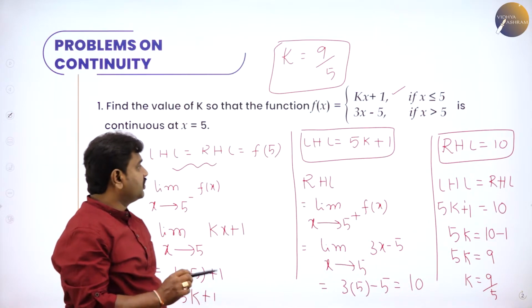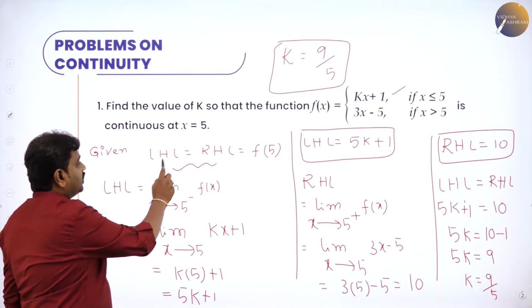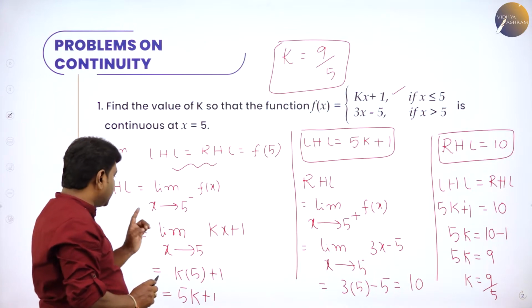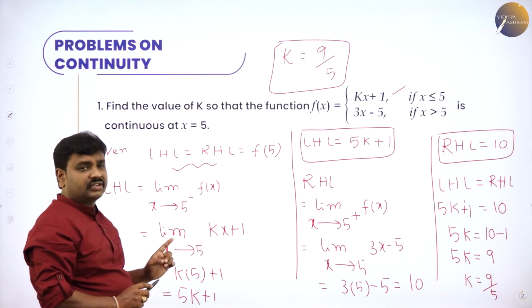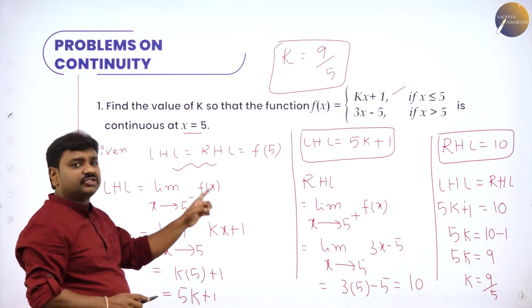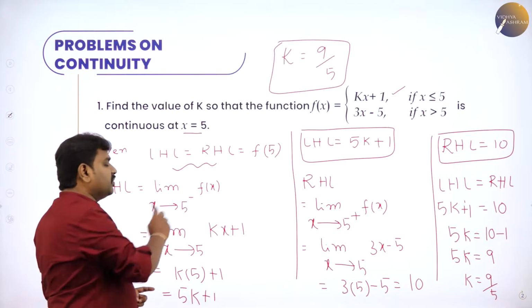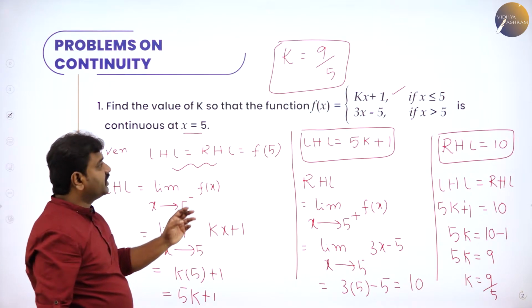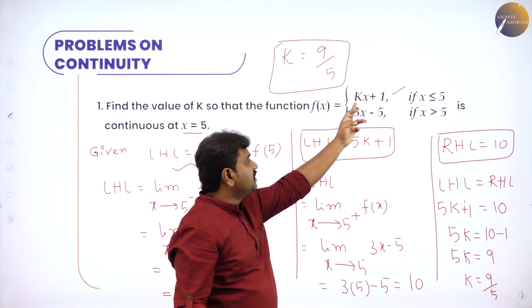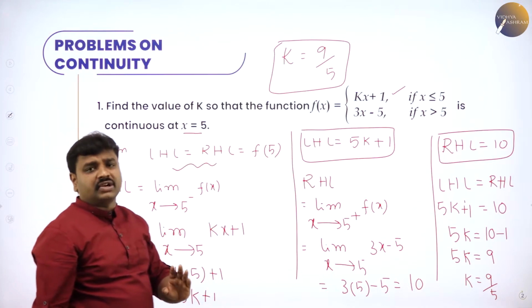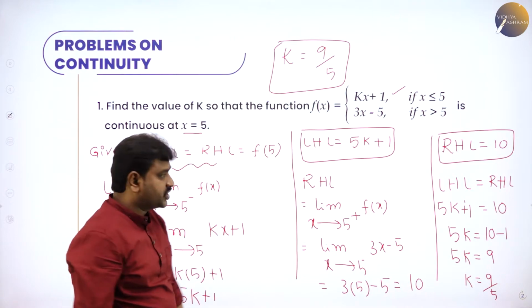Now what is given? LHL, RHL, f of 5 are equal, they told. How to find LHL? What is LHL? Limit x tends to 5 minus f of x, because they told continuous at 5. If they tell continuous at 6, then I'll take 6 minus. So limit x tends to 5 minus means what? It is the same as limit x tends to 5. Minus means choose the function when x is less than 5. When x is less than 5, the function is kx plus 1. I chose it, I substituted, I got the value. Now we'll go ahead with the next question.